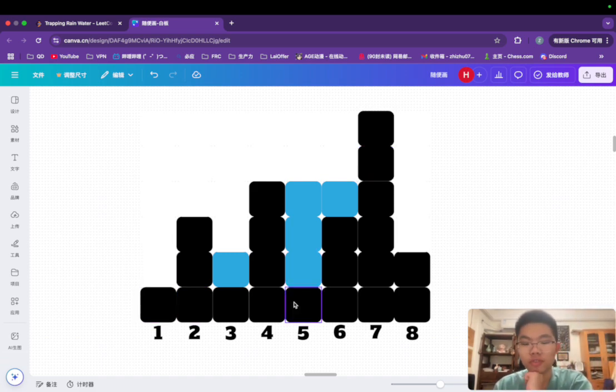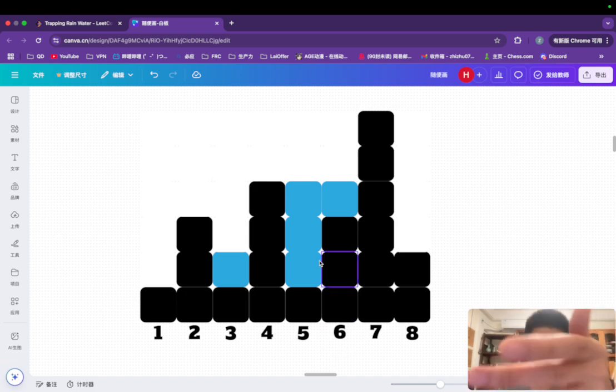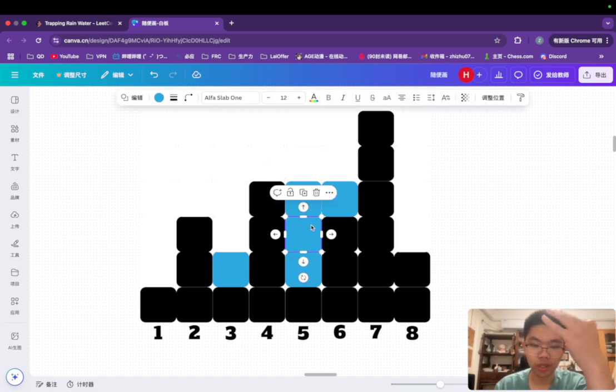And let's see, for instance, for position 5, the highest one on its left side is at the fourth position, 1 2 3 4, so it's 4. And the highest one on its right hand side is 1 2 3 4 5 6, and the smaller one between 4 and 6 is clearly 4. So the smaller one of the two highest values is 4, and since 4 is larger than 1, which is its own value, then we can hold water here. And 4 minus 1 is 3, so we can trap 3 units of water at this position.